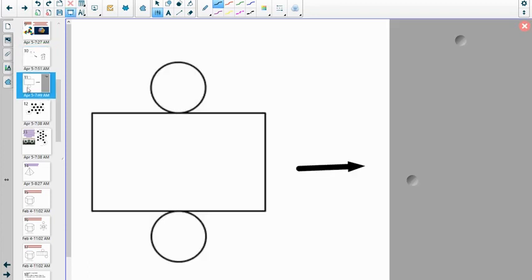Here is another net. Again, I'll give you just a moment to think about if you folded this up and made a three-dimensional figure out of this, what would that figure look like?